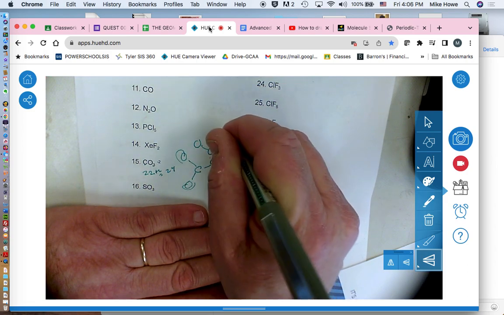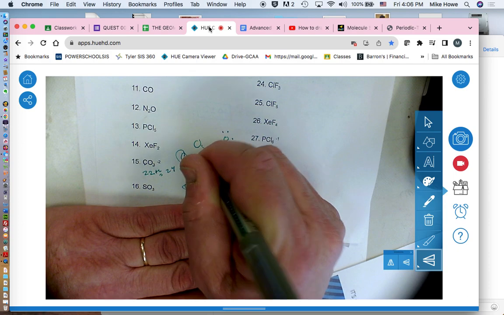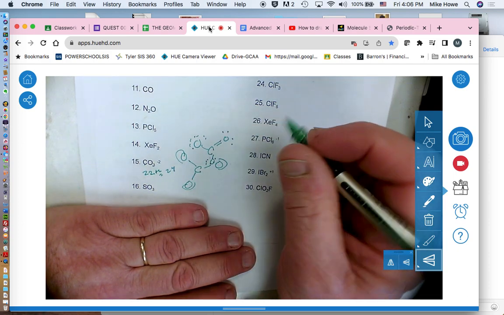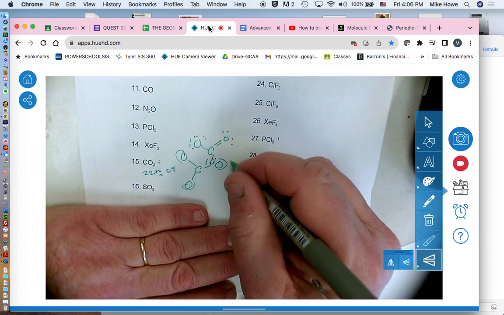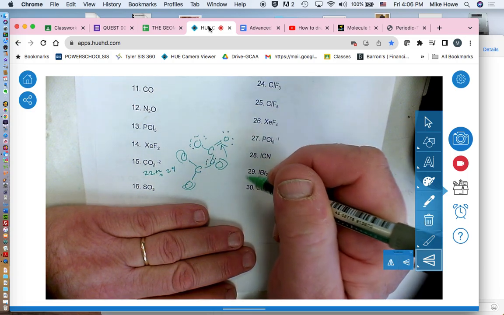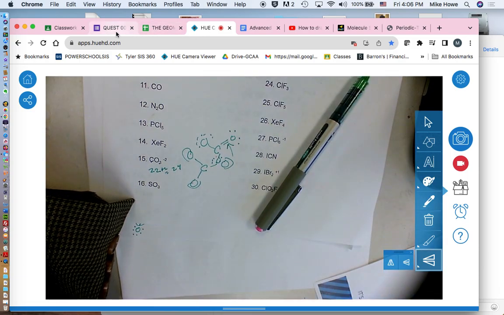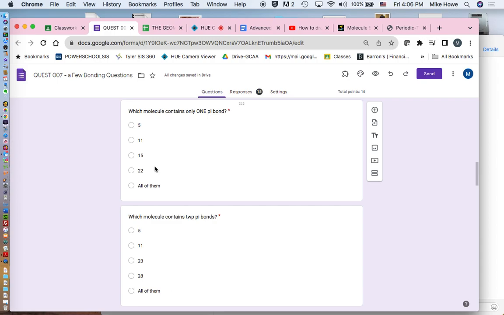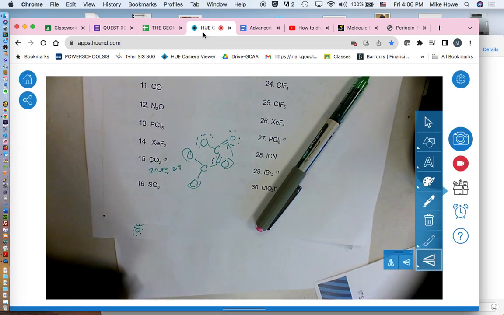Like that. So then you have 4 here. There, 6, there's 6. How many double bonds are in this picture? Just 1. And that's the answer to that question, because the question said which one has only 1 pi bond. Let's look at 22. Just to make sure we're on the same page.